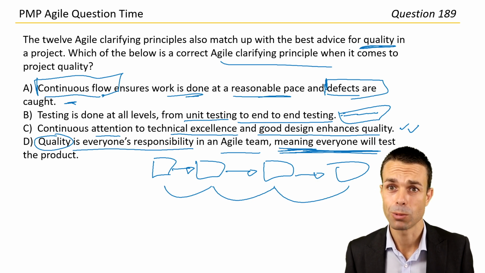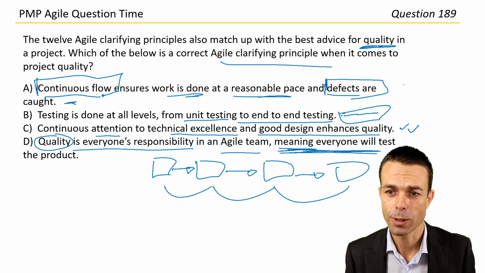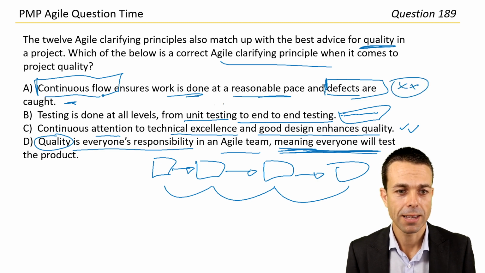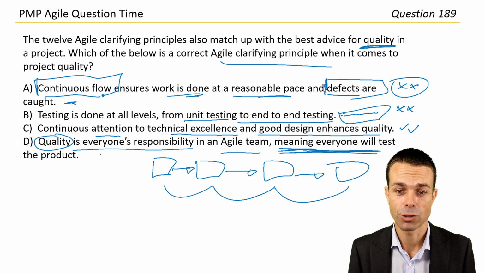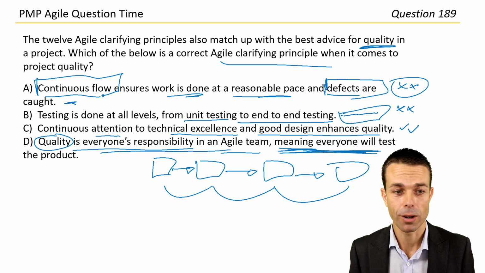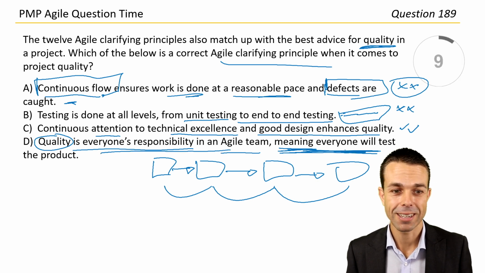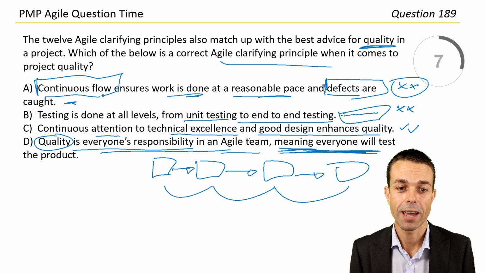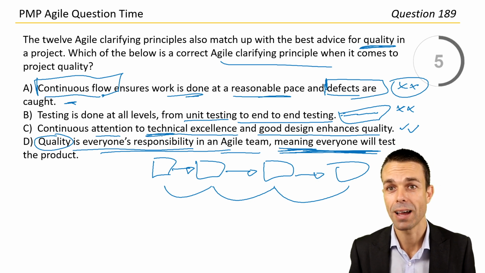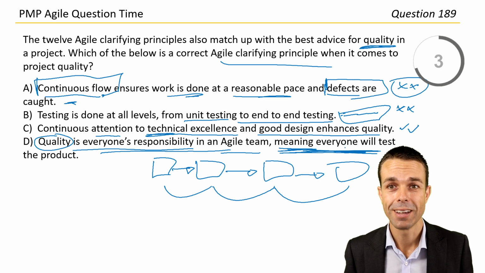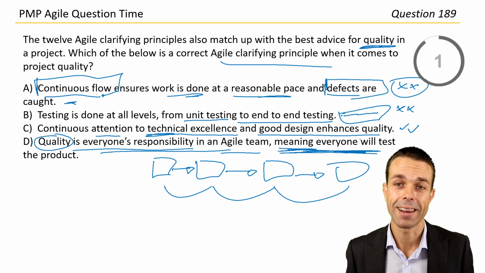All right, so let's see which one we're going to choose. This one's a little bit off, it doesn't quite match up. Testing is done at all levels. That's good, but it's maybe too nitty-gritty for us here. Quality is everyone's responsibility is true, but not everyone tests the product. I think let's go with answer C, where continuous attention to technical excellence, for example, our extreme programming principles and good design, enhances our quality.